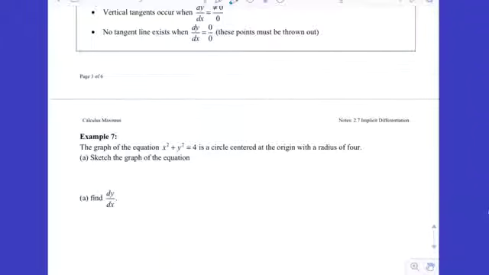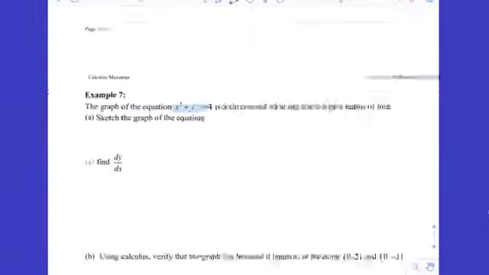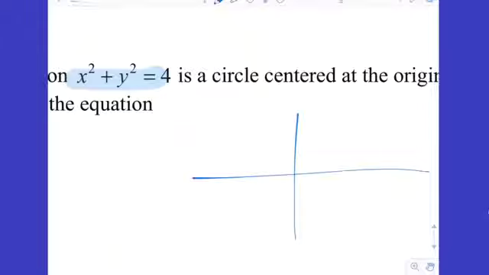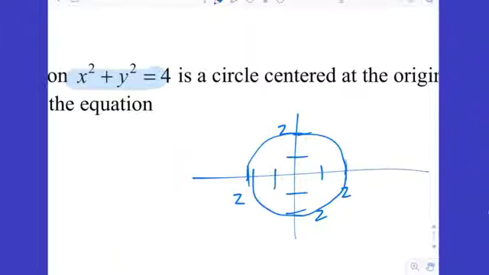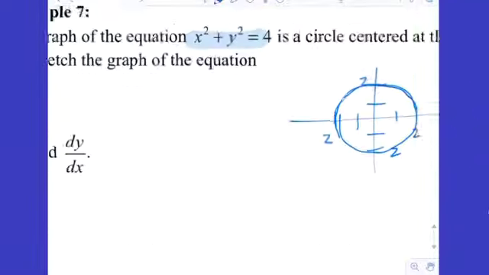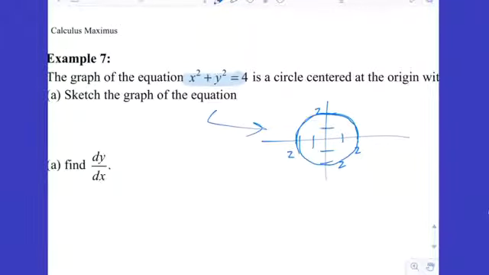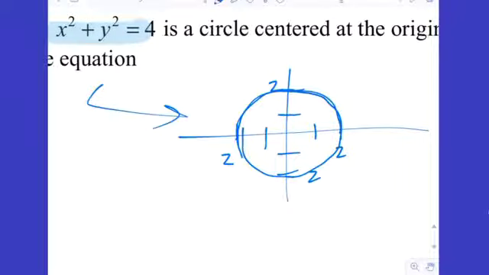The graph of the equation x squared plus y squared equals 4 is a circle centered at the origin with a radius of 4. So if we go ahead and sketch the graph, if the radius is 4 and the center is at 0, just go out 2 units in either direction, and then connect the dots, or connect those points. So there it is. There's a pretty looking circle. It says to sketch the graph of the equation. Okay, it's right there.